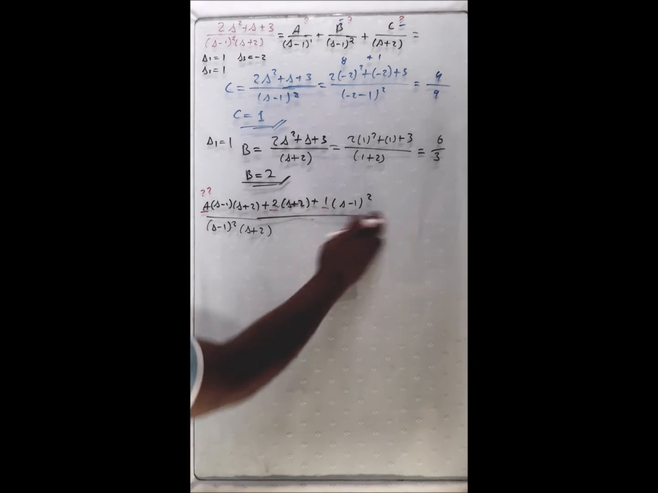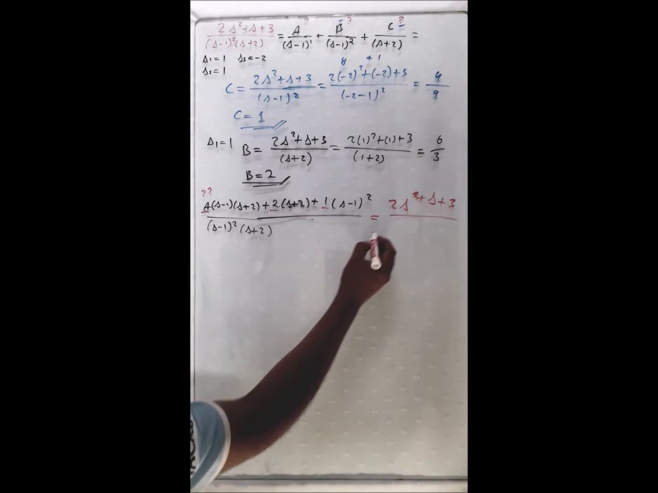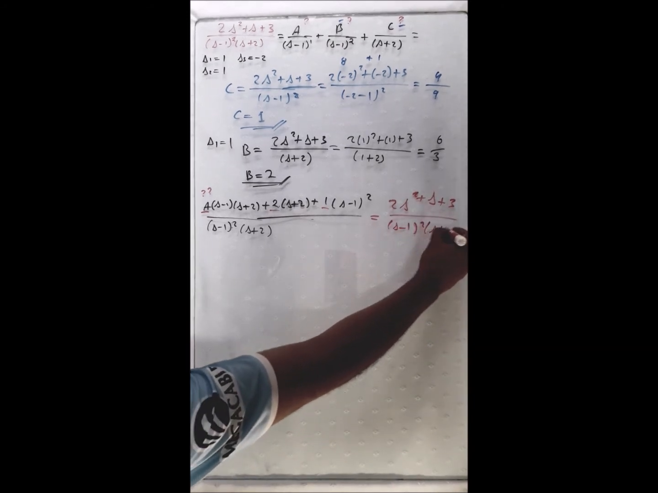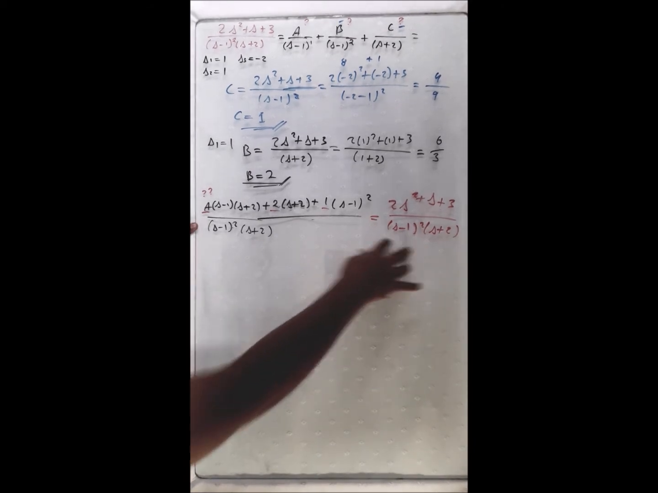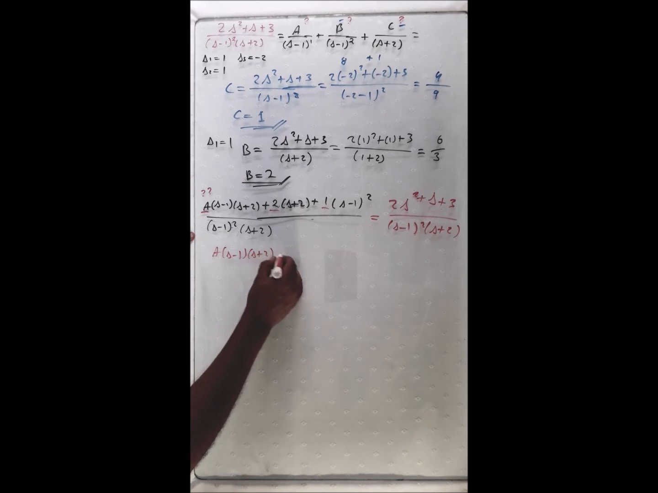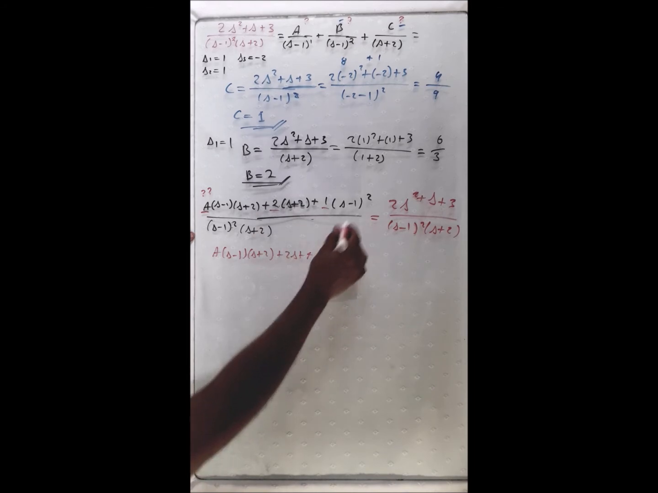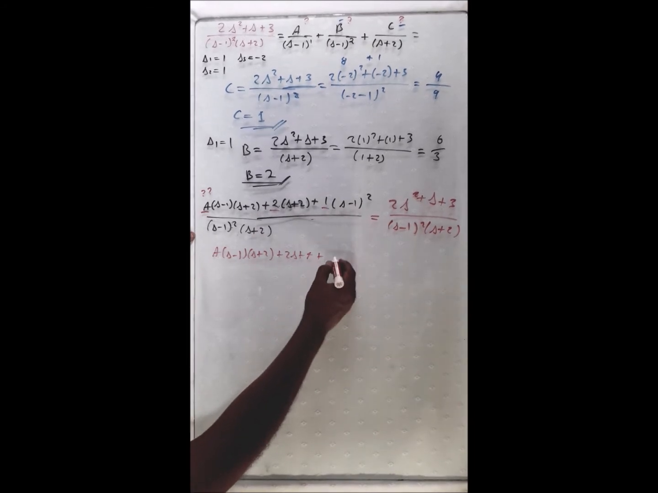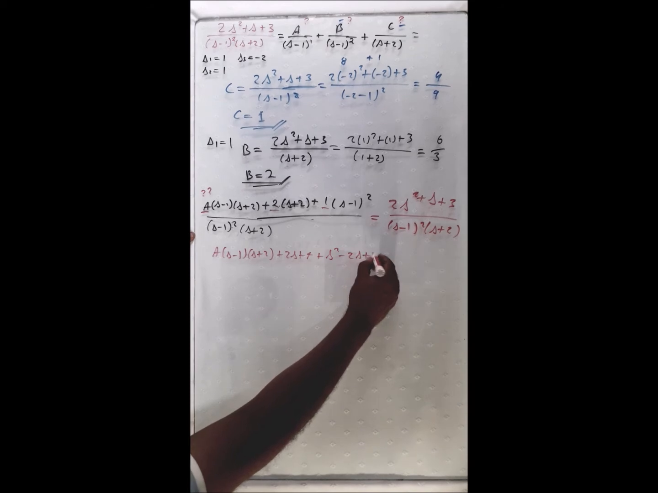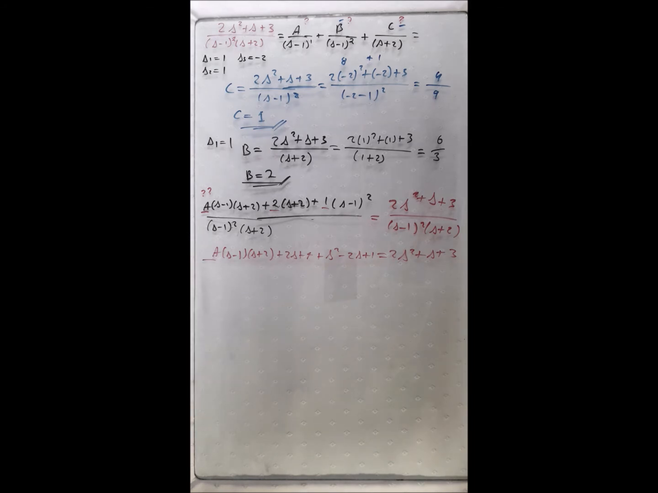Now, because this fraction is already the same as this, 2s squared plus s plus 3 divided by s minus 1 squared times s plus 2, as you can see, the denominator is already the same. The only thing that needs to be equal is the numerator. So the numerator is a times s minus 1 times s plus 2, and then plus 2s plus 4 if we do the multiplications, plus here if we do the binomial, you can do it or you cannot do it, it's up to you, s squared minus 2s plus 1, and that is equal to 2s squared plus s plus 3. So the only thing to calculate is the value of a.